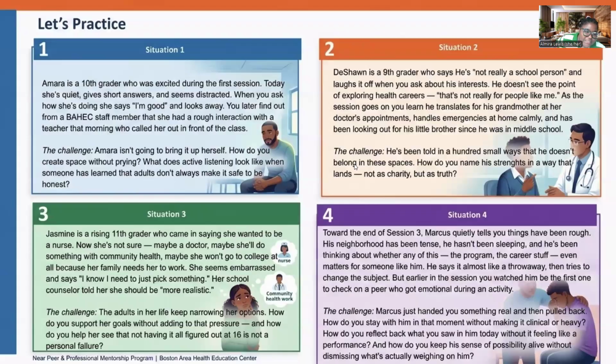Situation three. Jasmine is a rising 11th grader, apologies, who came in saying she wanted to be a nurse. Now she's not sure.